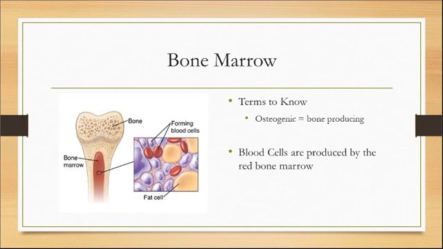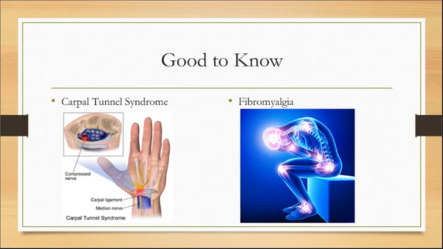We are next going to look at some conditions involving the musculoskeletal area. Carpal tunnel syndrome. This one is pretty common. Most people have probably heard of it. It's a repetitive motion disorder caused by pressure on tendons and nerves as they pass through the carpal tunnel of the wrist, and you can see that pictured on the left there.